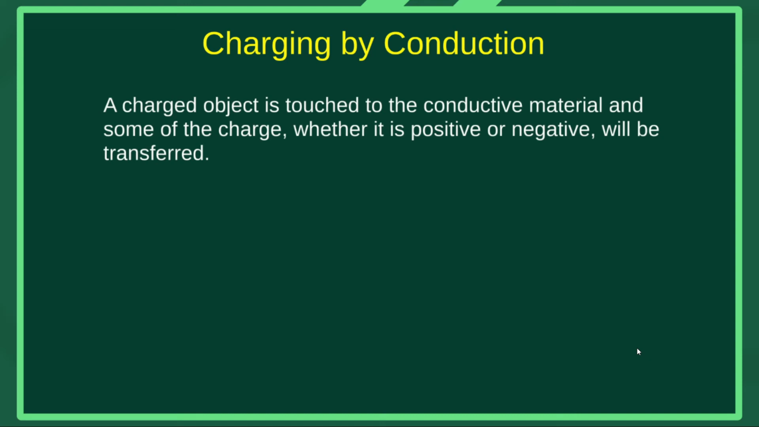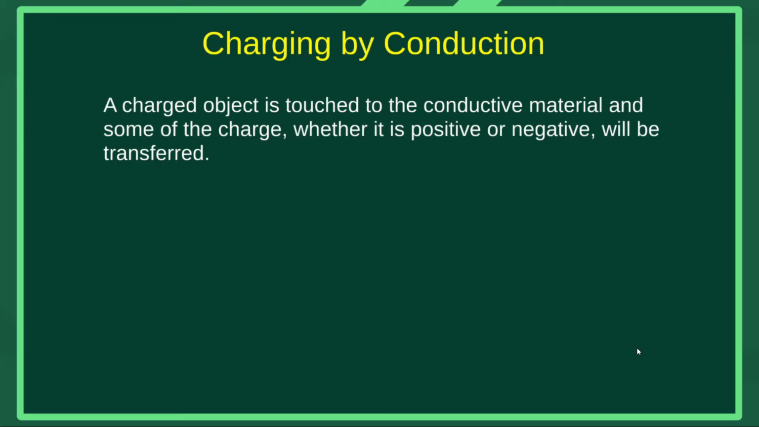Now we will go to our next method. Our next method is charging by conduction. So what is charging by conduction? Charging by conduction is when a charged object is touched to a conductive material, and some of the charge, whether it is positive or negative, will be transferred. Charging by friction is for insulator materials, but for charging by conduction, we must use a conductor material.